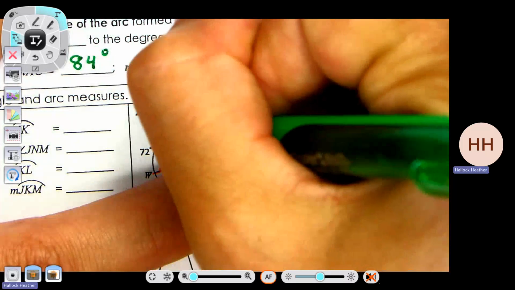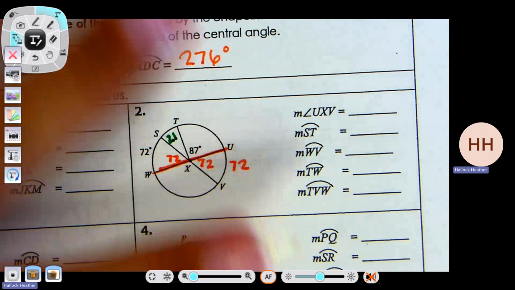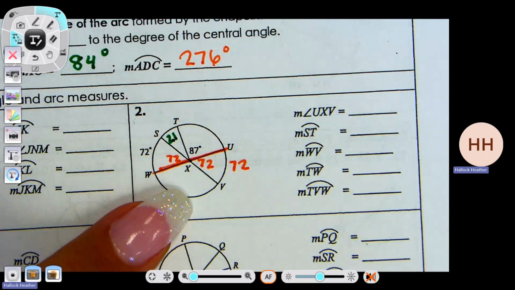101. So 21 could go here, okay? Because they add to make 180. So 72 plus 87 plus something needs to make 180. That's 21. So how could I find this big pizza pie?